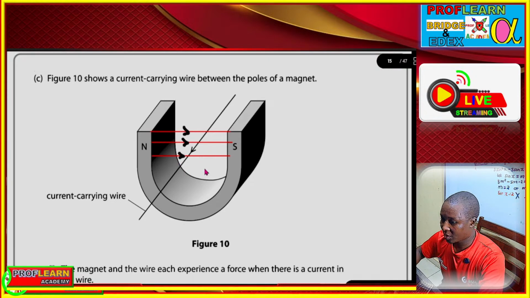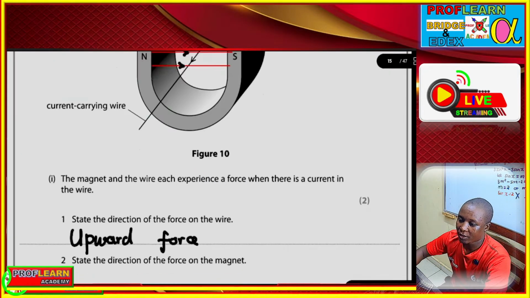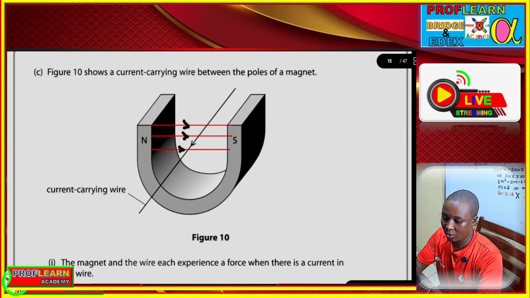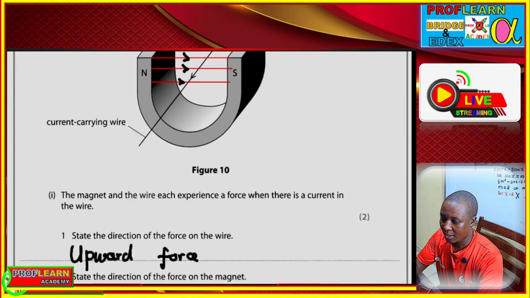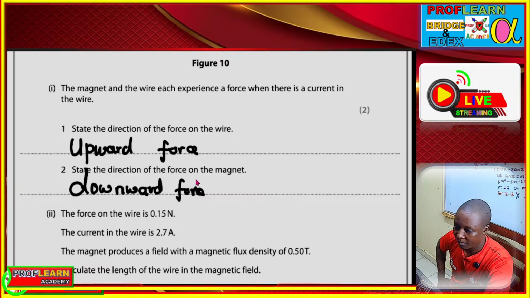So that is how we are going to identify that question, and that will be an upward force, but the magnet is going to be experiencing a normal reaction force. For every action there is an equal reaction force, and that's going to be in the opposite direction. That is according to Newton's third law of motion.